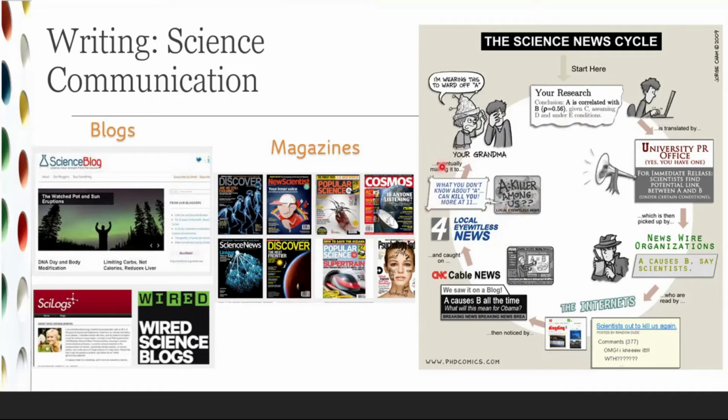And then your grandma watches this news and she says, I'm wearing this hat to ward off A. And this is you. So you can see what you said and how it was interpreted in a completely different way. So this is the science news cycle. And actually you need good people in science journalism to break this kind of a chain.